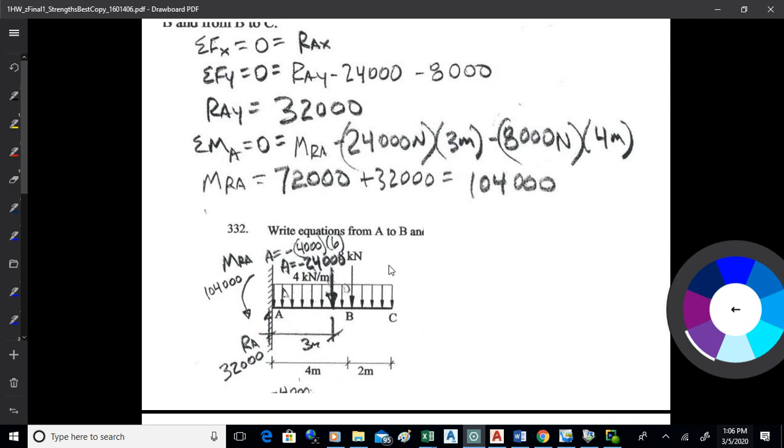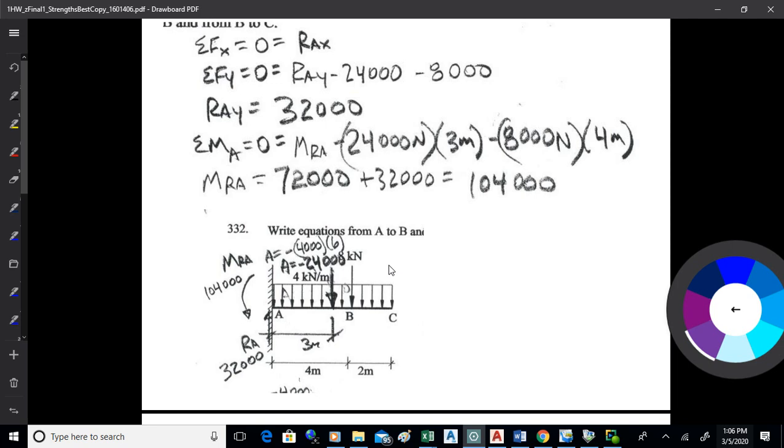So we just get sum of Fx is 0 gives RAx, sum of Fy is 0 gives RAy minus the 2,400, minus the 8,000, which is the load there at B, and then minus the area of the loading diagram, which is 24,000. So RAy is 32,000 up, and then you go sum of MA equals 0.